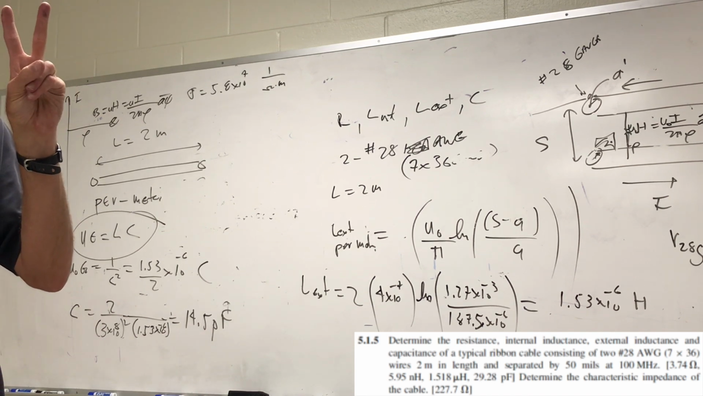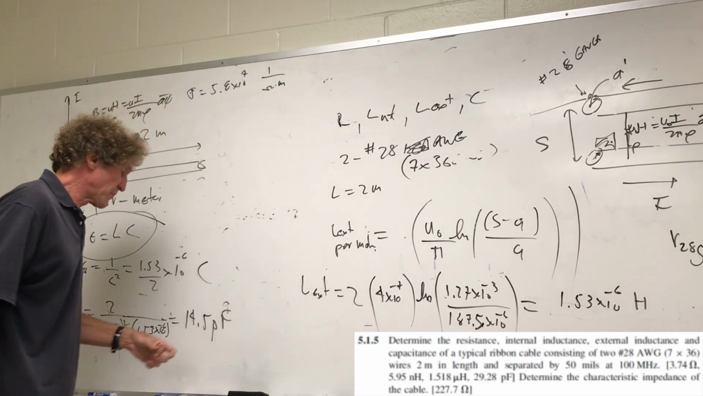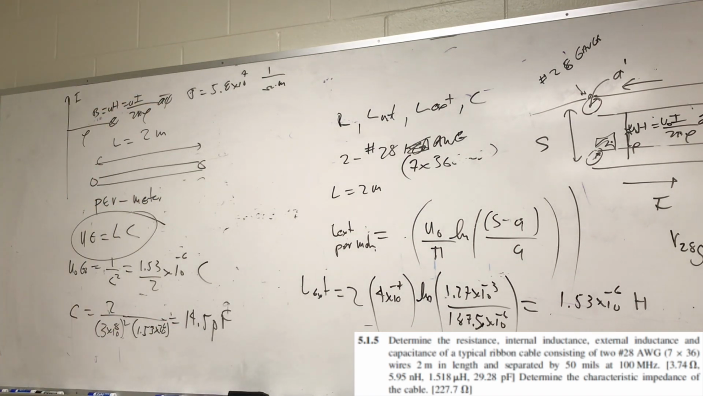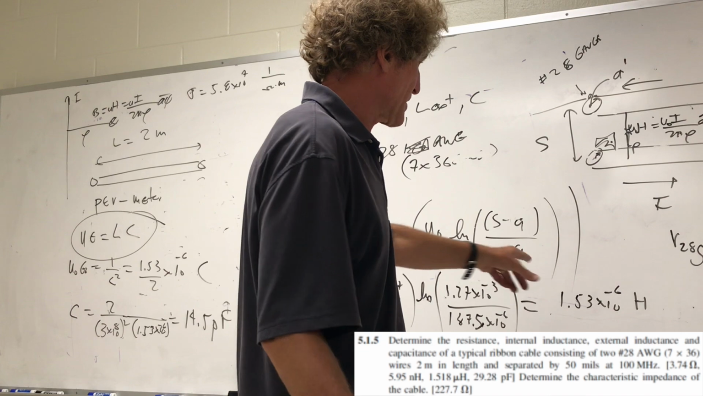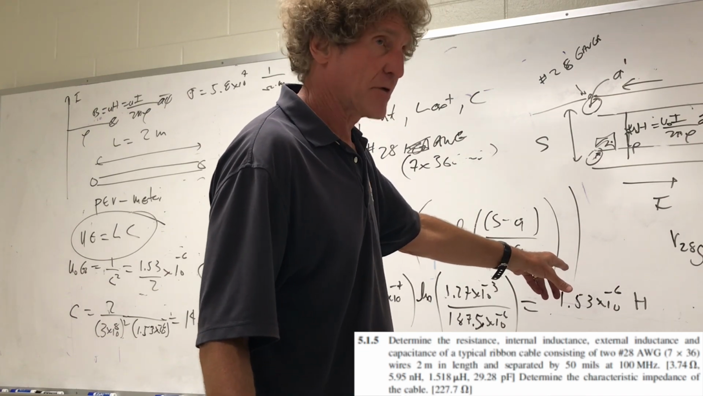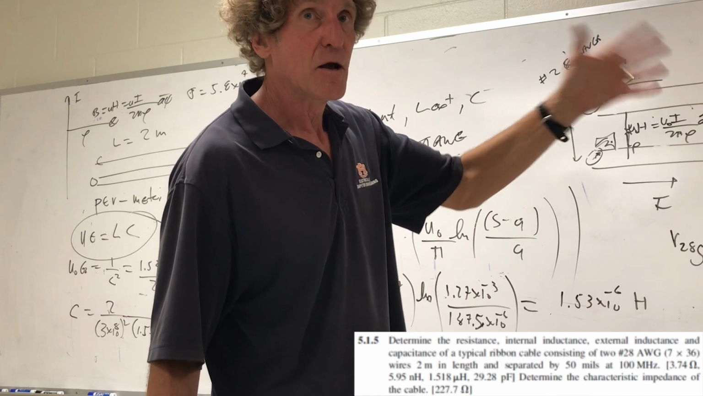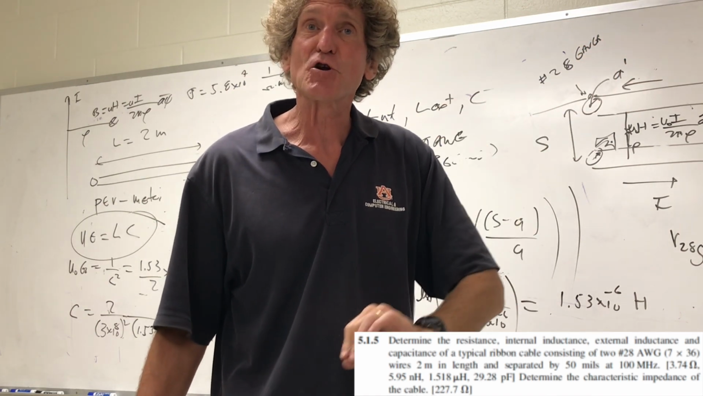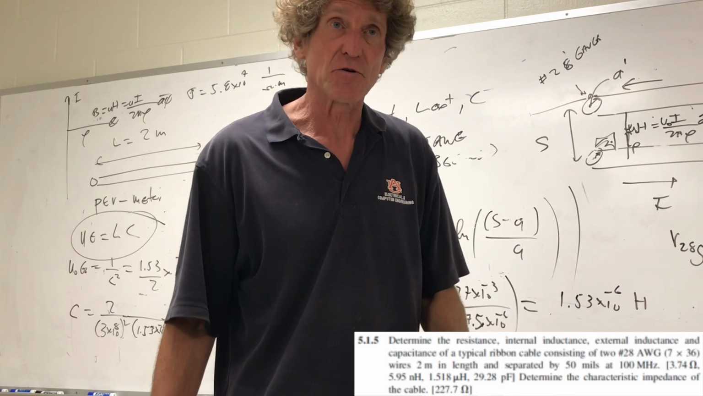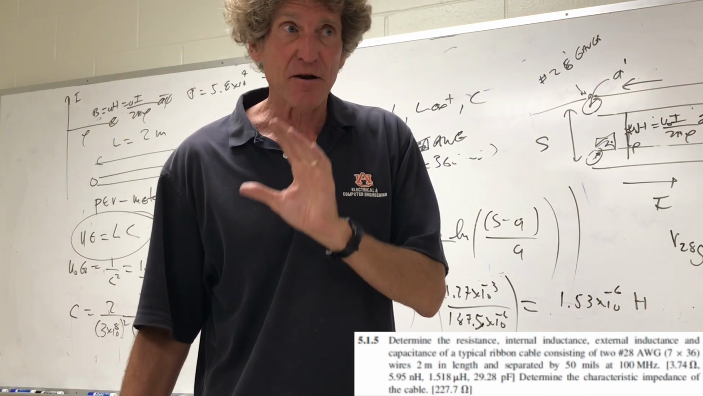Did they ask for anything else? Characteristic impedance. All right, this is 14.5 picofarads per meter. That's the only capacitance. Now let's take a look at the inductance. The inductance here, that's external. Yeah, 1.53 microhenries. What was the internal inductance? 5.95 nanohenries. So do you realize the internal is so much less than the external? You don't need to consider it for the characteristic impedance.